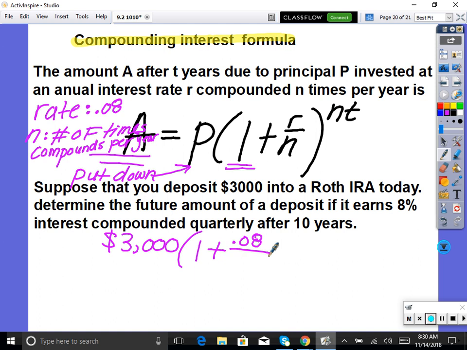Our N is the number of times we're gaining interest in a year. Compounded quarterly. 4 quarters in a year. 4 quarters in $1, right? 4 times. You're getting interest quarterly. That means 4 times. So you'd say divided by 4, raised to the 4 times the time in. So 4 times 10. So then you just type it into your calculator, and you would see how much money you would earn after 10 years if you got interest 4 times a year for the 10 years.